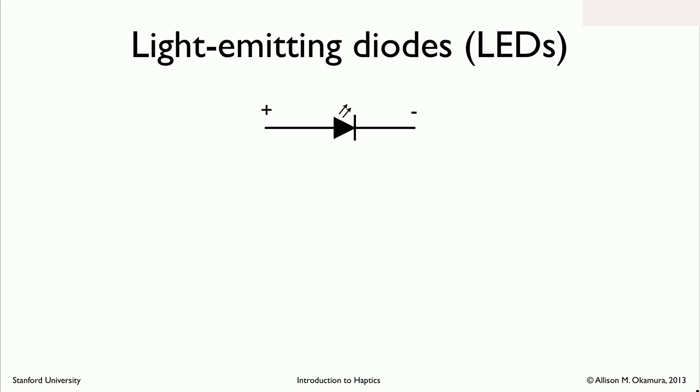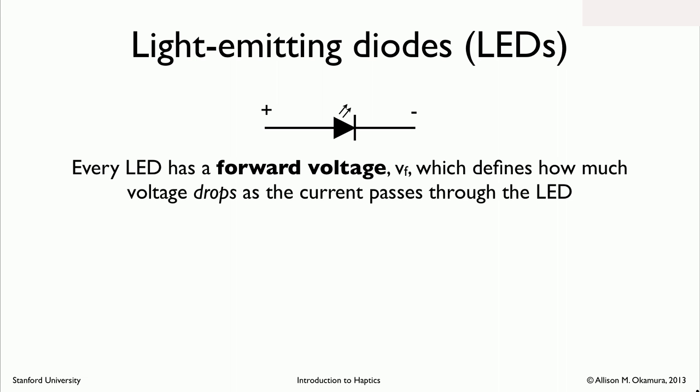Now, if we want to put an LED into a circuit, we have to think about a few things. One is that every LED has a forward voltage called V sub F, or I'll call it V_F in my lectures, which defines how much the voltage drops as the current passes through the LED. So this doesn't work like Ohm's law with a resistor. Rather, the voltage just drops a set amount, really no matter how much current is going through the LED, or at least that's the ideal model for an LED.